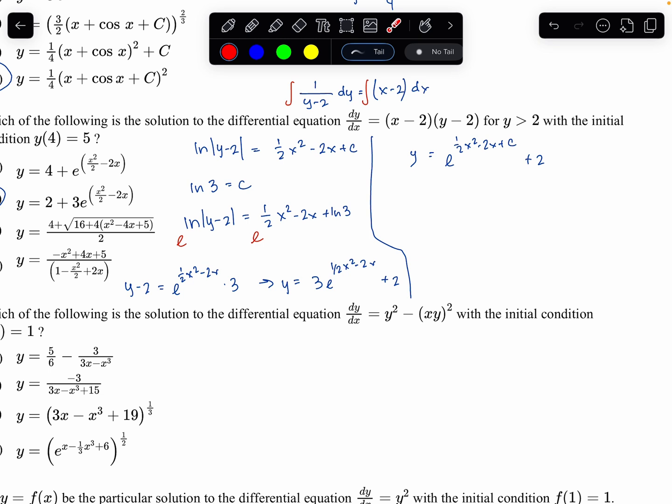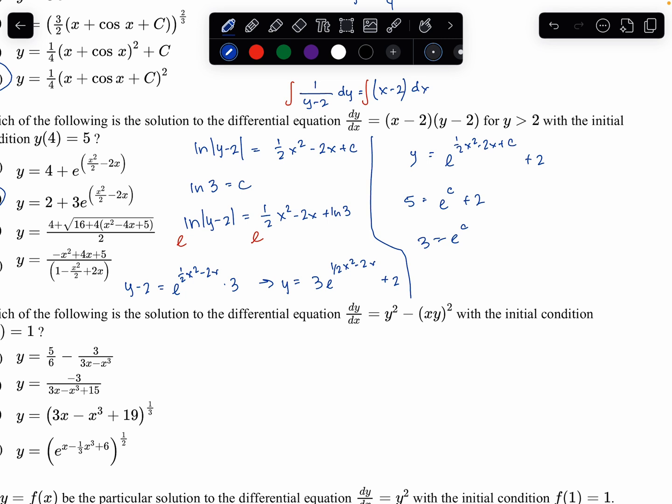So let's go ahead and plug in our initial condition now. If I plug in the initial condition, I'll get 5 is equal to e to the 1/2. Now let's just go ahead and plug in 4 right here. 4 squared is 16, divided by 2 is going to be 8. And then if I plug in 4 here, it's going to be minus 8. So it's just going to become e to the c plus 2. And then we'll subtract 2. So I'll get 3 is equal to e to the c.